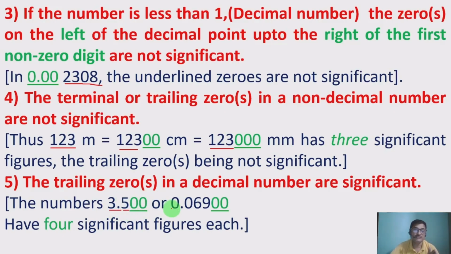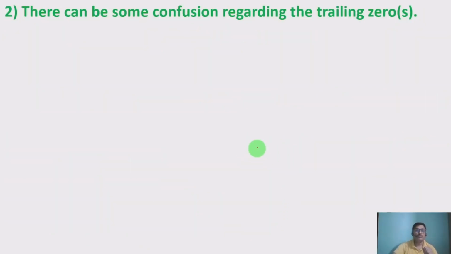Therefore, these four are significant. And according to that second rule, a 0 to the left of the decimal point and 0s to the right, up to the first non-zero digit, are not significant. According to that, these two are not significant, and the 6 and 9, these are non-zero numbers, therefore those are significant. And trailing zeros in decimal numbers are significant, therefore these have four significant figures each. Then we'll move further.